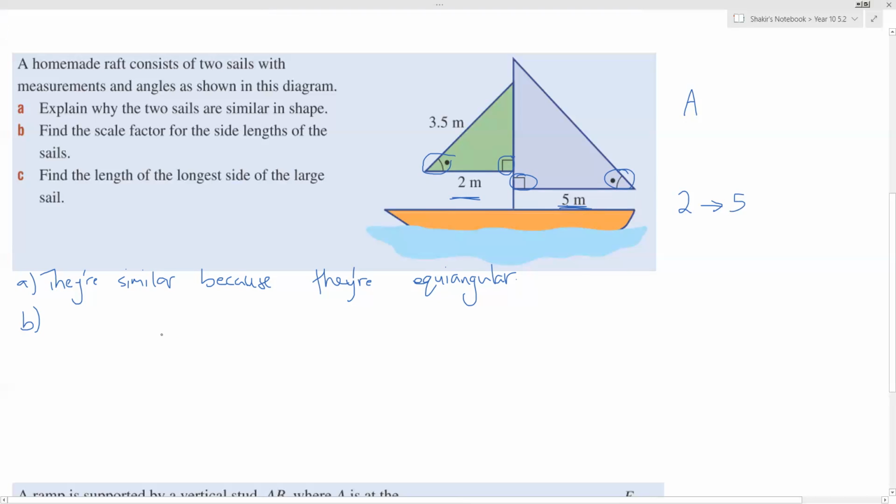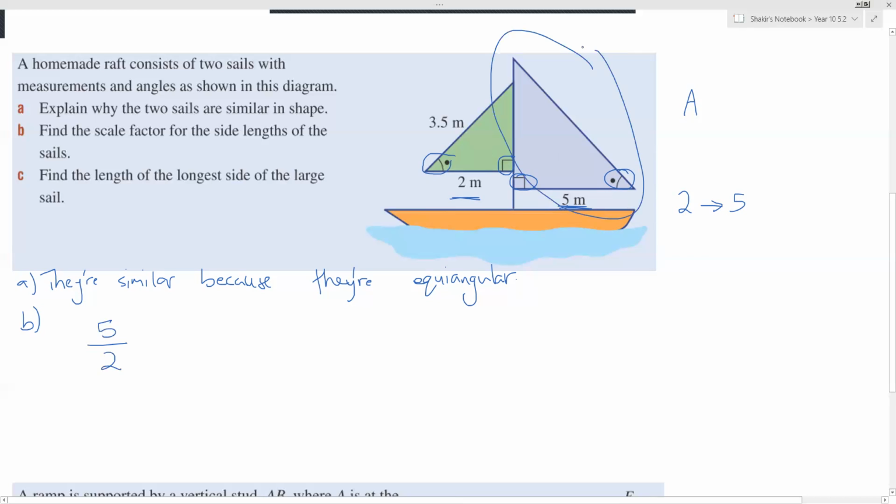Another way to think of it is we can write this in a ratio. We can write it as a fraction. So it's 5/2. And we are putting the big triangle on the top. Okay, so the scale factor we can say is 5/2. If we put the big triangle on top, 5/2 is just 2.5. So 2.5 is the scale factor. 5 is 2.5 times as big as 2.